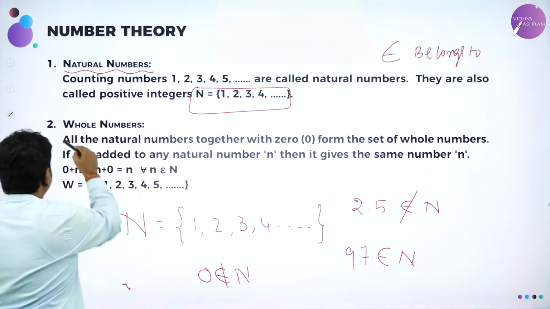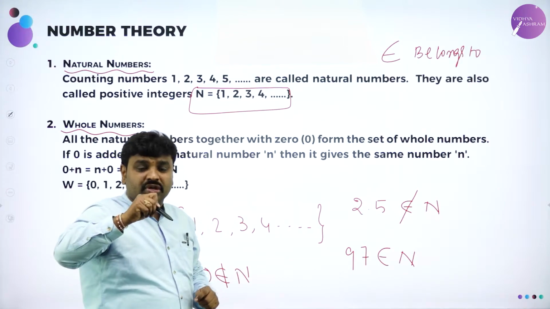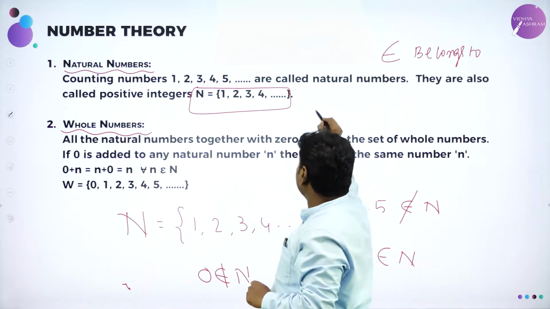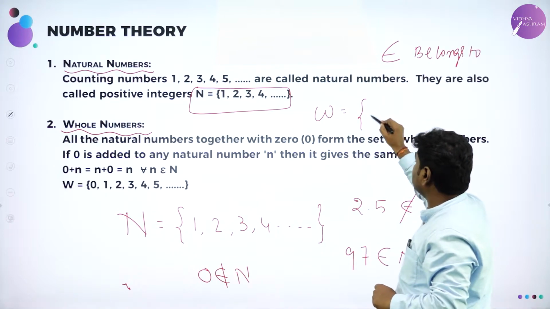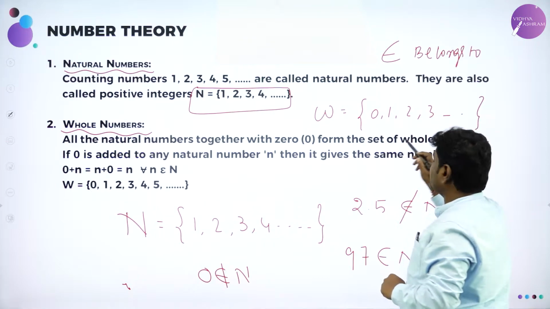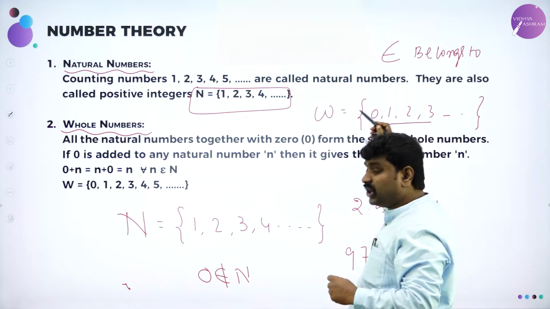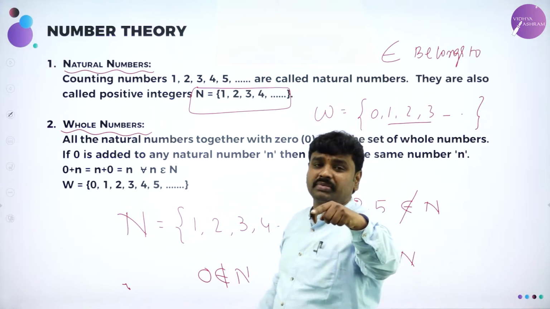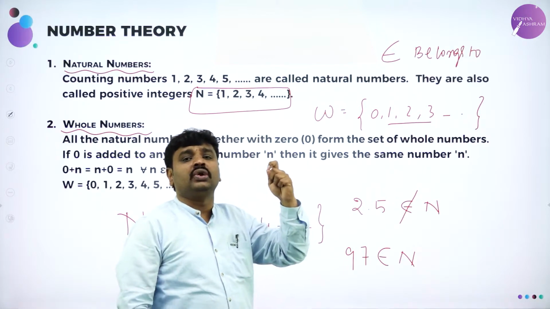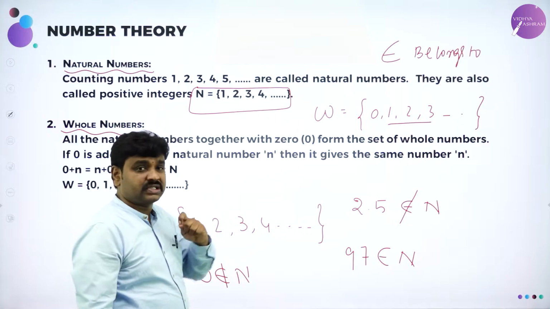Then we have whole numbers. The second important set is whole numbers. Along with natural numbers, if you include 0, we call them whole numbers. So whole numbers, W stands for whole numbers, numbers starting from 0, 1, 2, 3, and so on. Along with natural numbers, if you include 0, that is whole numbers. Whole numbers start with what? 0. 0, 1, 2, 3, and so on till infinity, we call them whole numbers. So now you know what are natural numbers, now you know what are whole numbers.